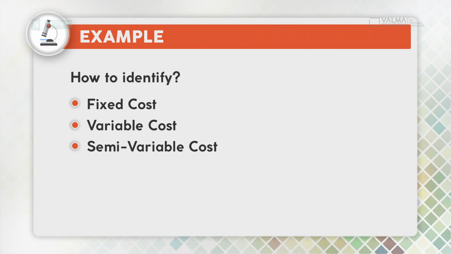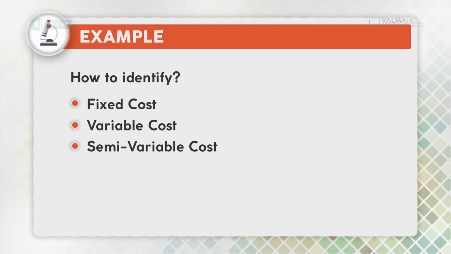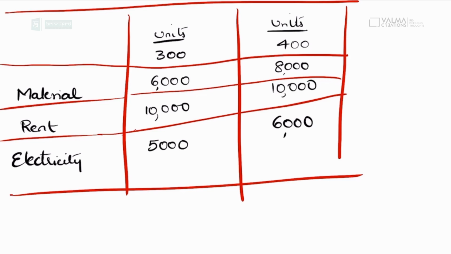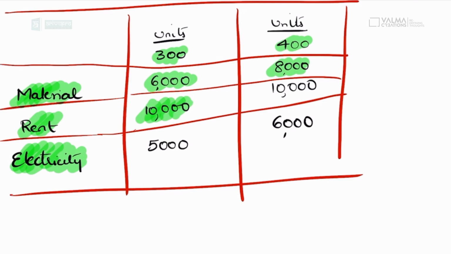Now let's look into an example on how we are going to identify what's a fixed, what's a variable and what's a semi-variable cost. I've given an example where I've taken the cost for 300 units and 400 units. I have costs of three categories: material, rent and electricity. Material is 6,000 for 300 units and 8,000 for 400 units. Rent is 10,000 for 300 and 10,000 for 400. Electricity is 5,000 and 6,000 for 300 and 400 units respectively.